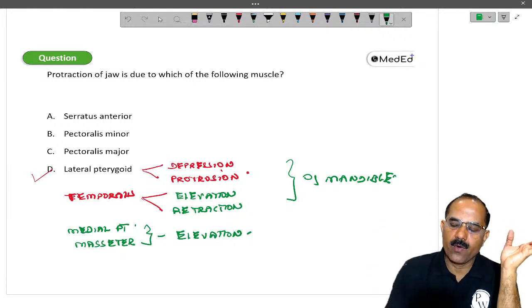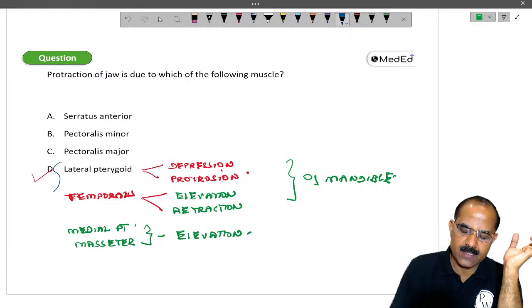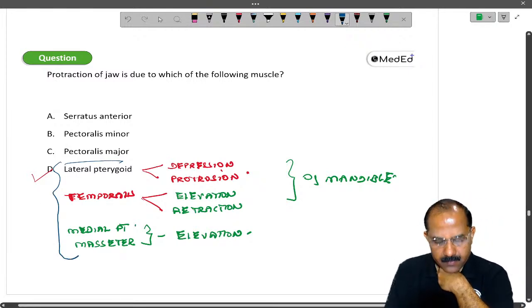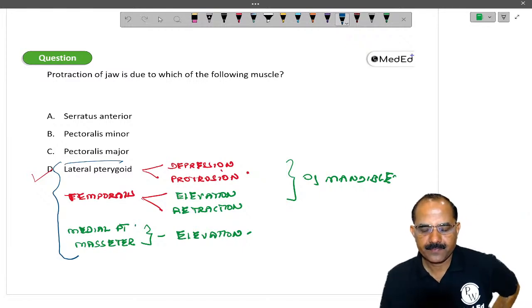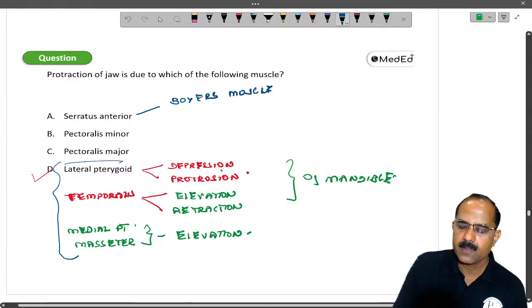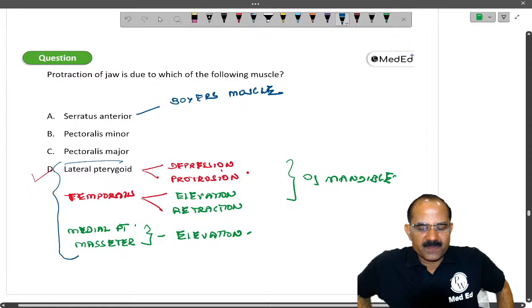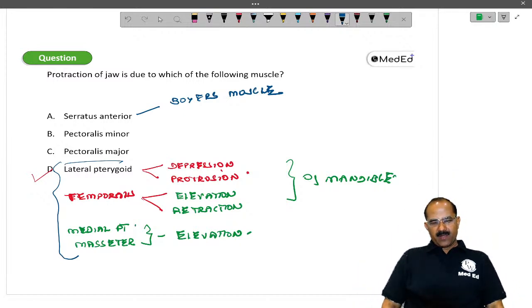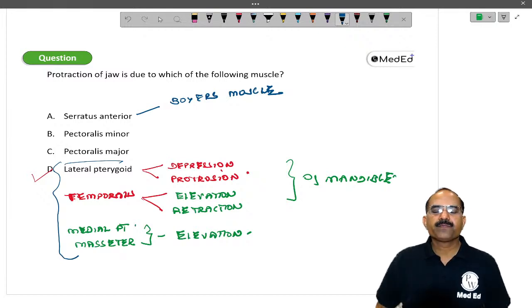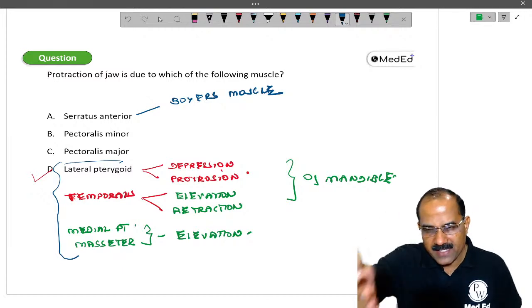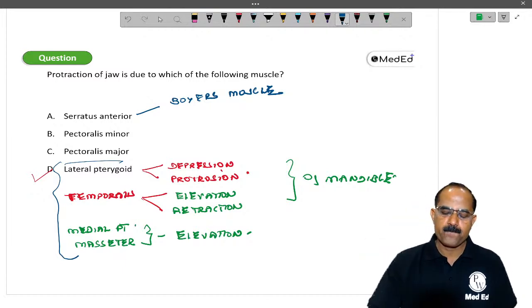These four are also muscles of mastication. All these are muscles of mastication. Clear to all of you? Serratus anterior is also known as boxer's muscle. Boxer's muscle is serratus anterior. Very good. Clear to all of you? These muscles of mastication help in mastication.